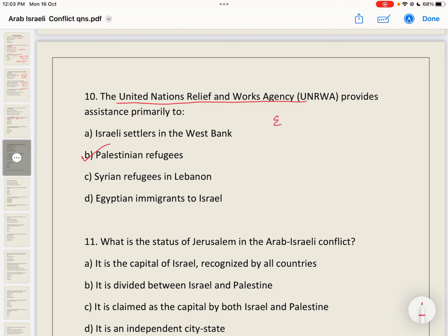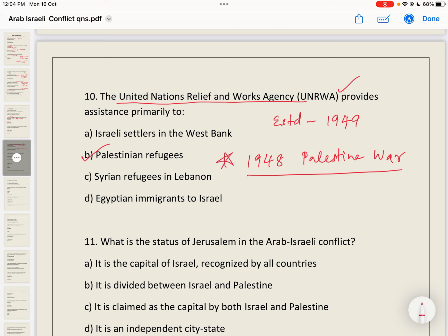This was established when? In the year 1949. Now think about it. Right before 1949, what had happened? We've already discussed the 1948 Palestine War, right? Now, the United Nations Relief and Works Agency was established in 1949 to extend help to Palestinians who were displaced by the 1948 Palestine War. You need to remember this. Just imagine that this agency was established solely for this purpose. So that is very important.